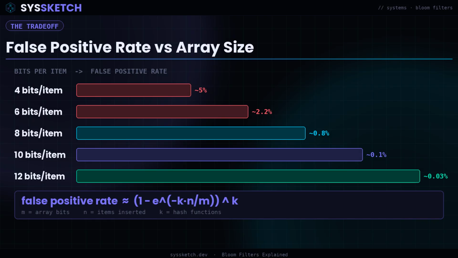That bet has a name, the false positive rate, and it is governed by a simple relationship between 3 numbers: the size of the bit array, the number of items you plan to insert, and the number of hash functions you use. Cramming more items into a fixed size array raises the fraction of bits set to 1, which raises the odds that some absent item accidentally matches on all of its positions.